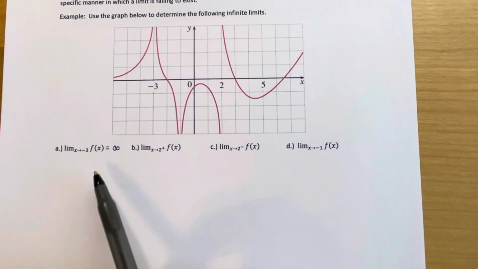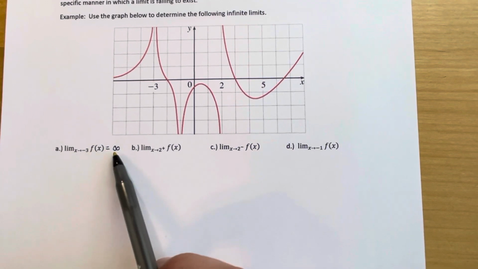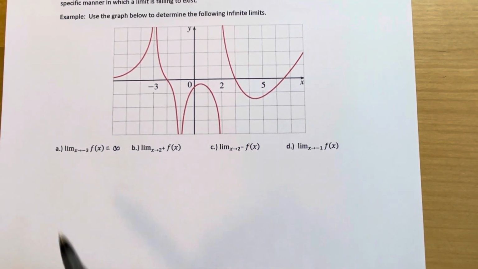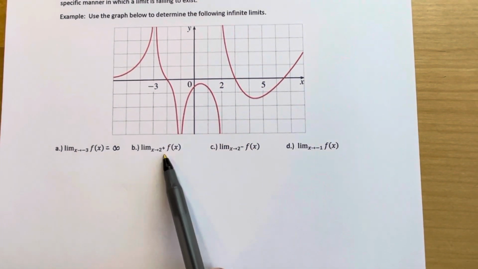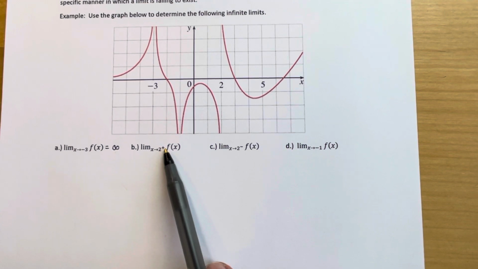What I'm actually saying is that this limit does not exist, but the way that it's failing to exist is that it's getting arbitrarily large as x approaches -3. Check this one next. So the limit as x approaches 2, but this time just from the right.